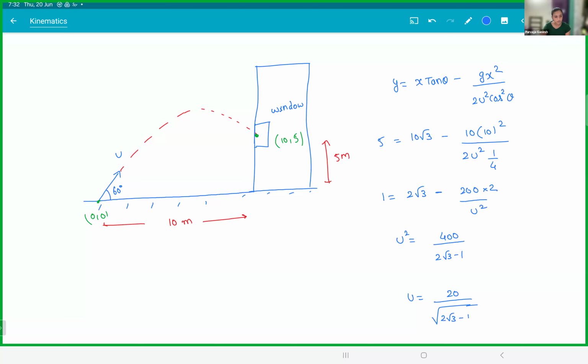Now, if I ask you for alpha, it would have been nice if it was 30, but such a nice answer won't come. Can you remember all the formulas you have with alpha? How many formulas are there for alpha? Tan alpha is u sin theta minus gt by u cos theta. Is there any other formula? It is there on this page. Can you find it? It is hiding in the last corner, crying. Can you see that? There is one more formula for alpha.